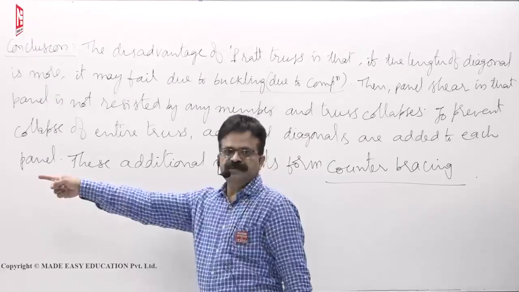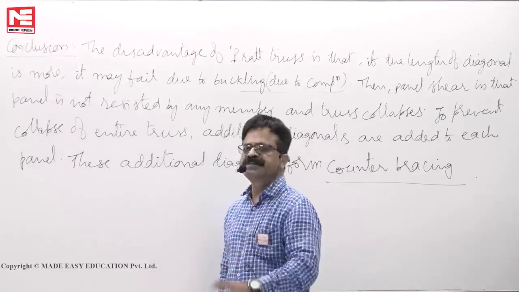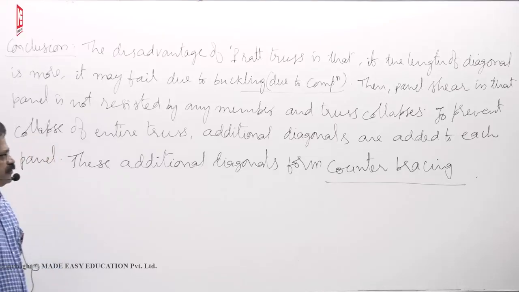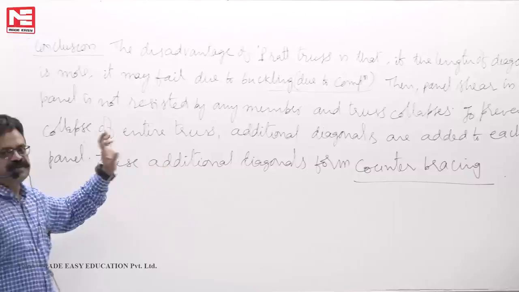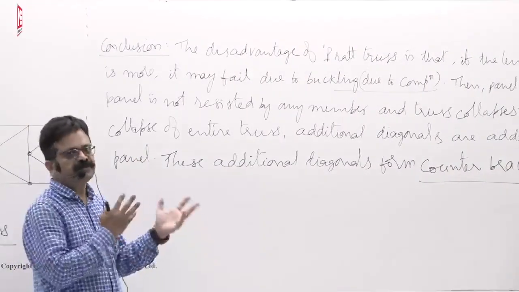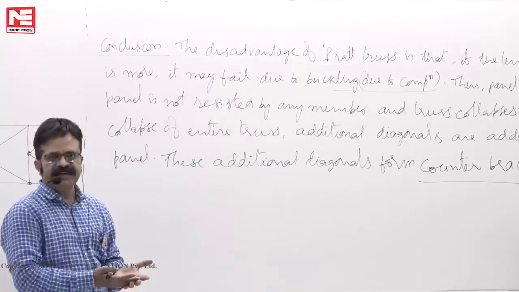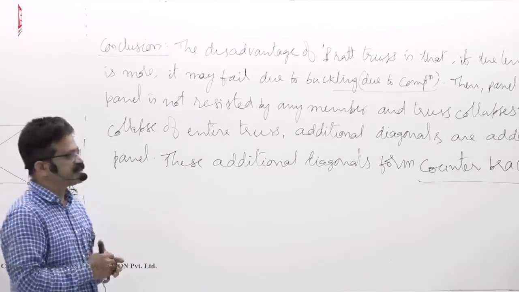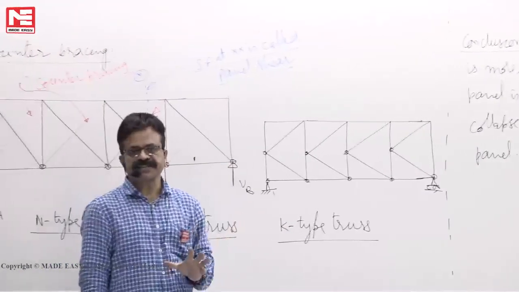Otherwise, another possibility is the K-type truss. So the length of the diagonal is not more, and the possibility of buckling is less. So this is about counter bracing, where the number of members is more than 2j minus 3. You have to provide more than 2j minus 3 members in some cases to prevent collapse of the entire structure. In such cases it becomes internally indeterminate, and those additional members we call counter bracings. So this is about complete information regarding the method of sections.